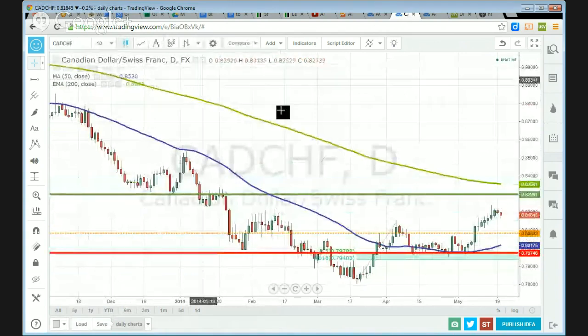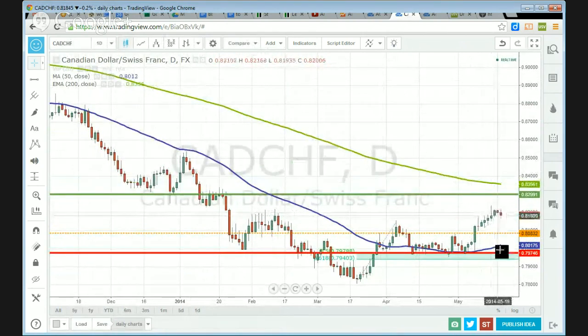Okay, so I took half off. For those who recall, I took half off on this candle, and the remainder is at break even. The target profit is here, so let's see if we can get there. Nothing much else really to do with Canada Swiss. Euro dollar.